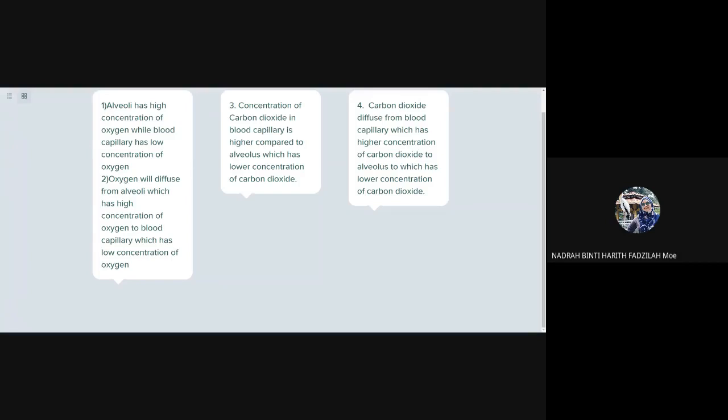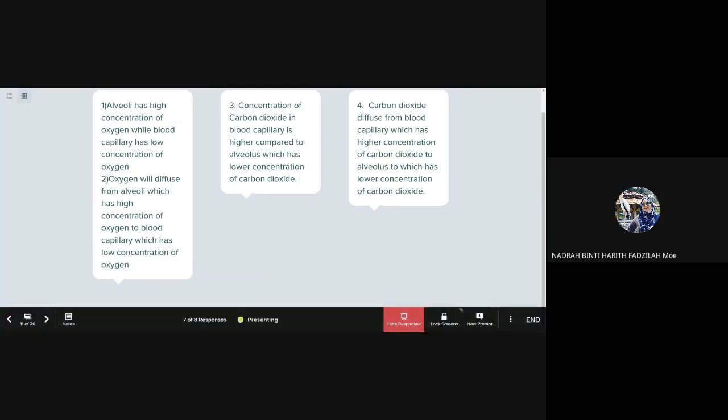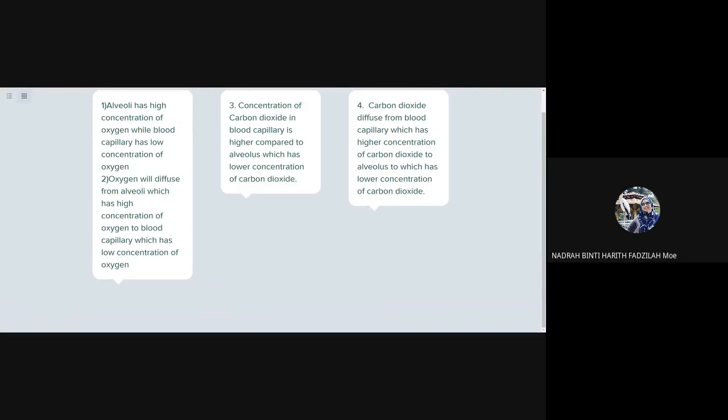Sebab itulah instead of nyatakan secara generic move down concentration gradient, kita kena sebut juga move down concentration gradient from alveolus to the blood capillary untuk oksigen, move down concentration gradient from blood capillary to alveolus untuk carbon dioxide. Okay, anak-anak, jawapan kita mestilah precise. Sekejap ya, saya screenshot dan saya share dekat Telegram so that later when you receive your notes, you can also refer to these answers.